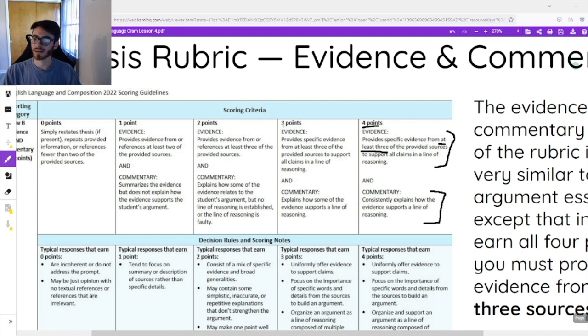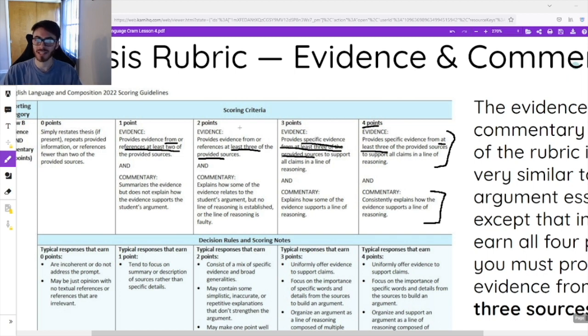You can't even get 3 of the points, actually, because 3 points also provide specific evidence from at least 3 of the provided sources. 2 points provides evidence from or references at least 3 of the provided sources. 1 point provides evidence from or references at least 2 of the provided sources. So if you only reference 2 sources, the most you can get is 1 point for evidence and commentary. That means 50% is the highest score you can get for your synthesis essay.